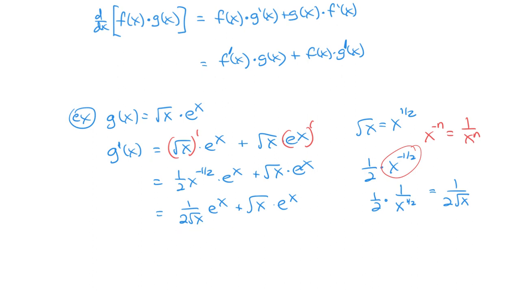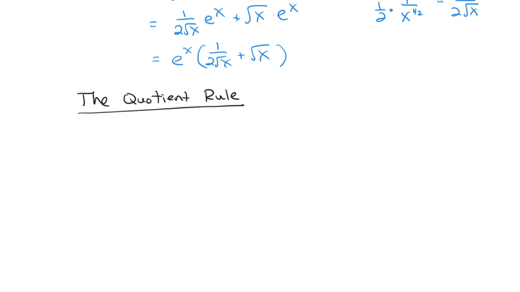Just in case, let's do one more little factoring here. You don't have to do this, but if you really love factoring, you're going to do it every opportunity you can, we could factor e to the x out, right? And we would just get 1 over 2 times the square root of x plus the square root of x. So you don't have to. Remember, this answer is just fine right here. If you want to rewrite it, that's good too. And if you love factoring, that is also good. All right, so that was the product rule.